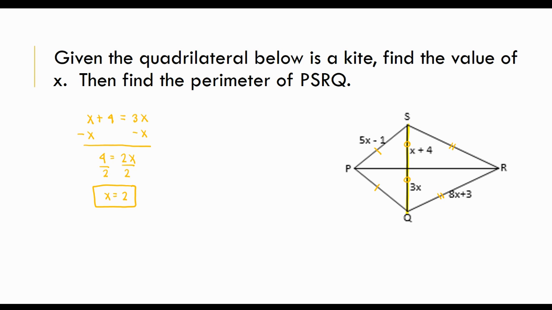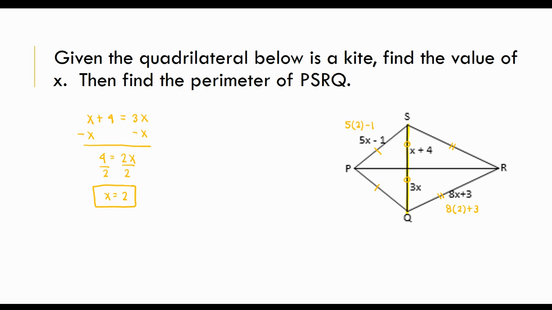Now what it's asking for is for us to find the perimeter of our kite. Well, like we know, we have 2 different sets of congruent sides in a kite. I'm giving you 5x minus 1 for one of the 2 sides, and then 8x plus 3 for the other. So I'm going to substitute 2 in to the 5x minus 1 as well as the 8x plus 3.